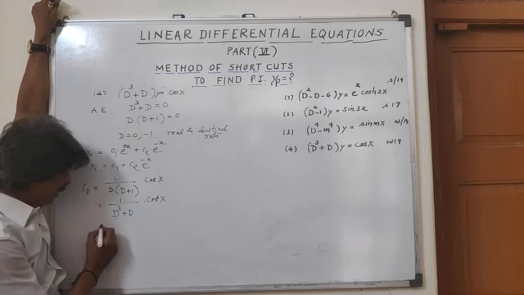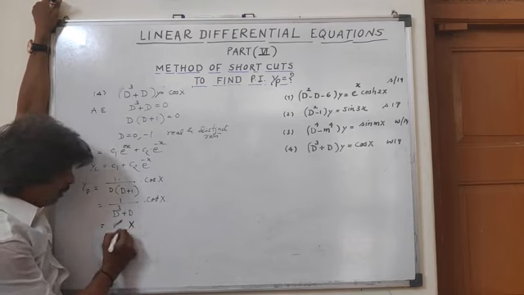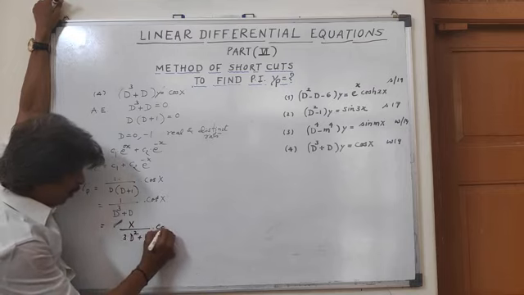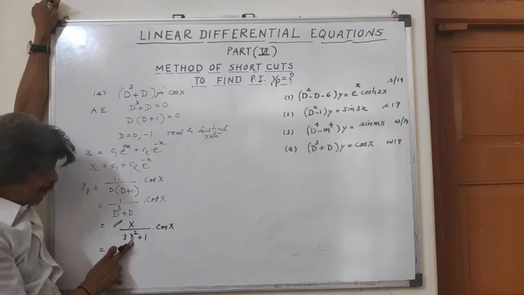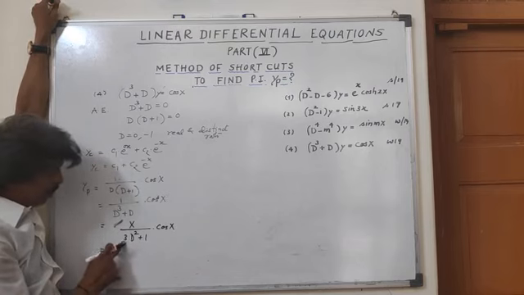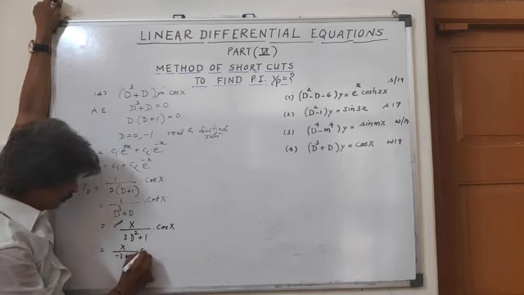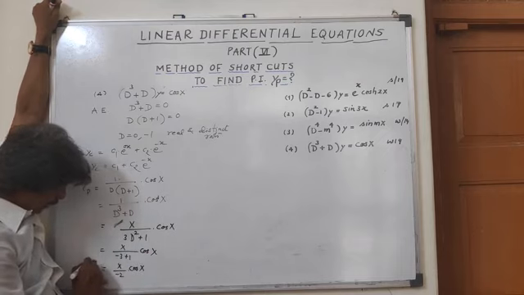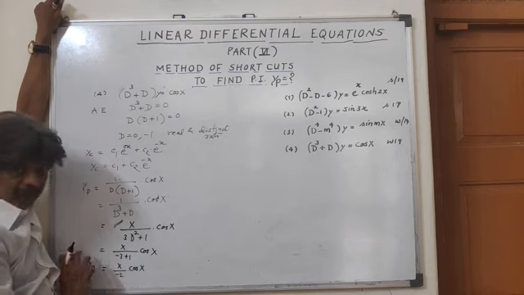So in case of a failure case, what did we do? Multiplying by x, differentiating the denominator with respect to d: 3d square plus 1 cos of x. Now this d square is to be replaced by minus 1. Minus 1 into 3, minus 3 plus 1, cos of x. So it is x by minus 2 into cos of x. That is the final value of the particular integral.